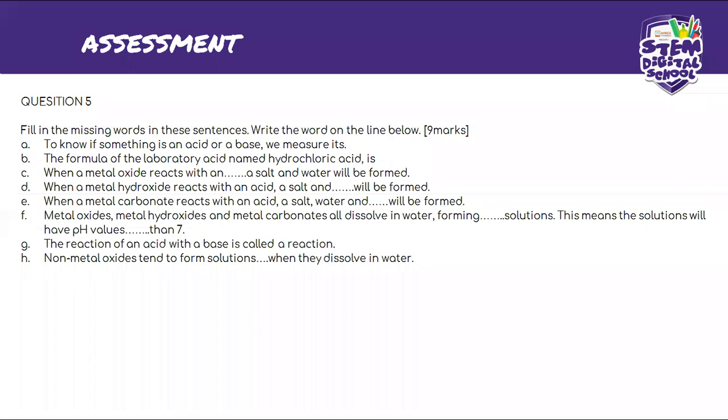This means that the solution will have a pH value dash something. The reaction of an acid with a base is called a what reaction? Non-metal oxides tend to form solutions dash when they dissolve in water. So that is another question. You may continue, but if you have any question regarding this one, you can ask.